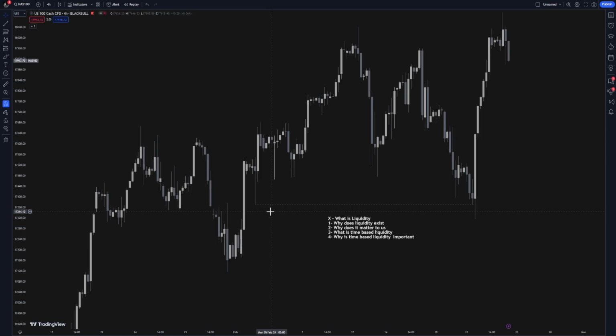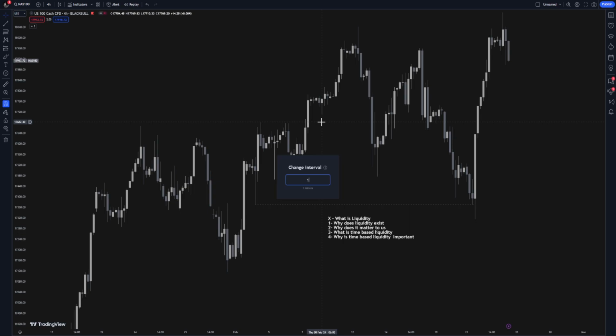Now, you may ask, does that mean every swing high and swing low is liquidity? Yes. Yes, every single swing low and swing high is liquidity. This right here is sell side liquidity. This right here is buy side liquidity. This is buy side, this is buy side, and so on and so forth. And as we know, price is fractal.